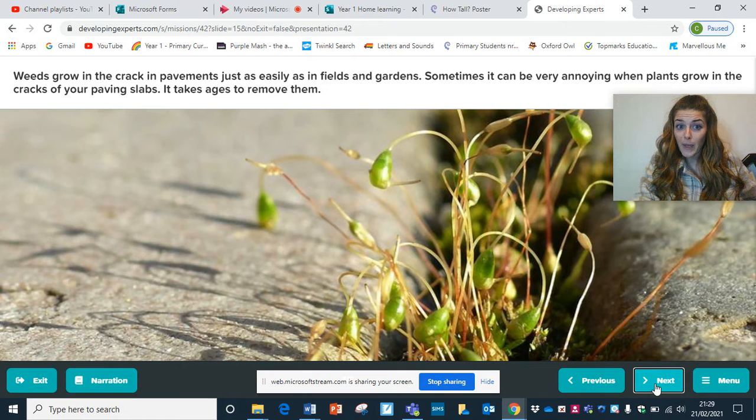Weeds grow in the cracks of pavements just as easily as in fields and gardens. So that's something we have growing here, in your gardens, in your pavements or the paths. Sometimes it can be very annoying when plants grow in the cracks of pavements, and it can take a long time to remove them because they grow really quickly and they grow everywhere. Some of your parents, if they're really into gardening, might pull out the weeds in their garden, and you might help them with that. So that's something that does grow here, unlike the cacti and the orchid.